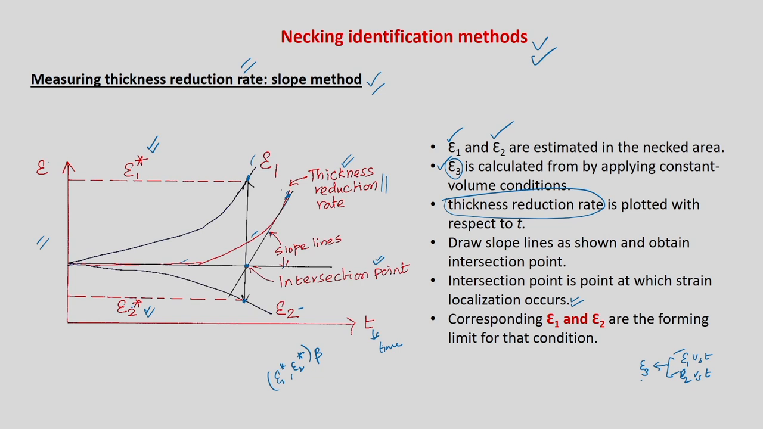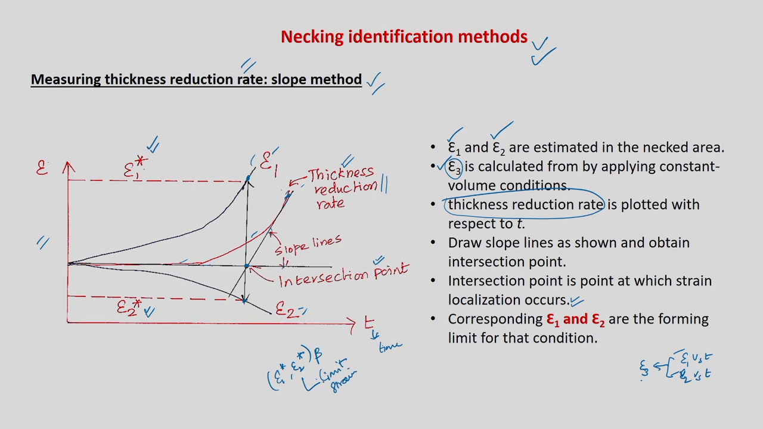You can get the forming limit curve for the entire material. So, basically you take a sheet, one particular strain path, you have to monitor epsilon 1, 2 and 3, and then from epsilon 3 you can get the thickness reduction rate. And you will see that if you draw the slopes for the stable and unstable region, they will have an intersection point. The intersection point is going to tell you which epsilon 1 and 2 you have to pick up to call epsilon 1 star and epsilon 2 star, which is nothing but your limit strain of that particular beta value.